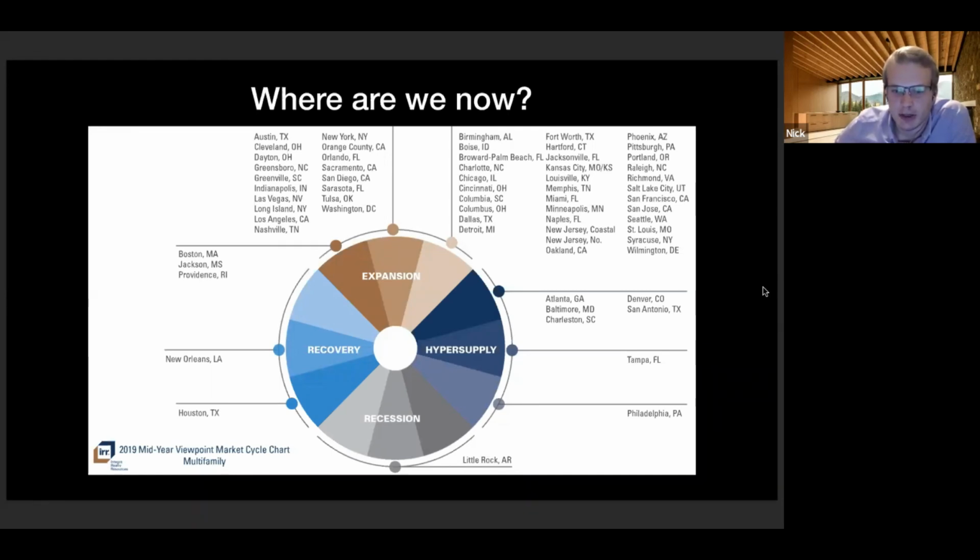But as I think was alluded to earlier, there's macro trends, and then there's more local trends. So while some markets might be in hypersupply, others might be at the beginning of their expansion. Others might be recovering. It's good to know a general idea where you are. I don't think you'll ever know exactly when you're at the peak. I think it's easier to find the bottom than it is to find the top. But at least you can plan your game plan around where your market's at.